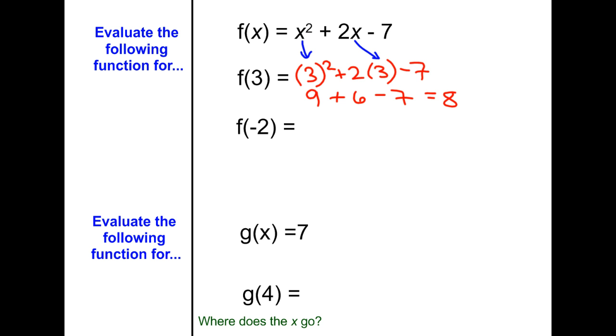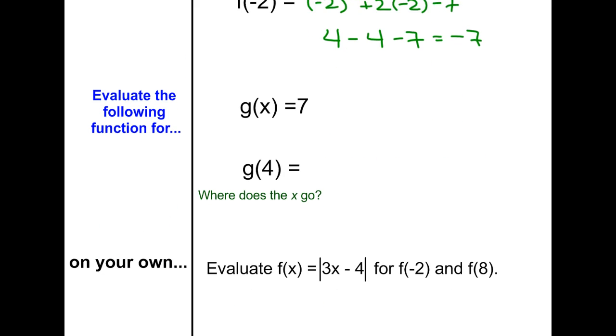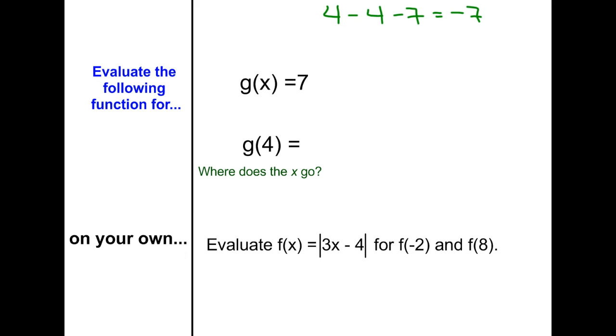So let's try it again with negative 2 instead. So it's going to be negative 2 squared plus 2 times negative 2 minus 7, which is going to get us 4 minus 4 is 0, minus 7 is negative 7. That's how you evaluate.